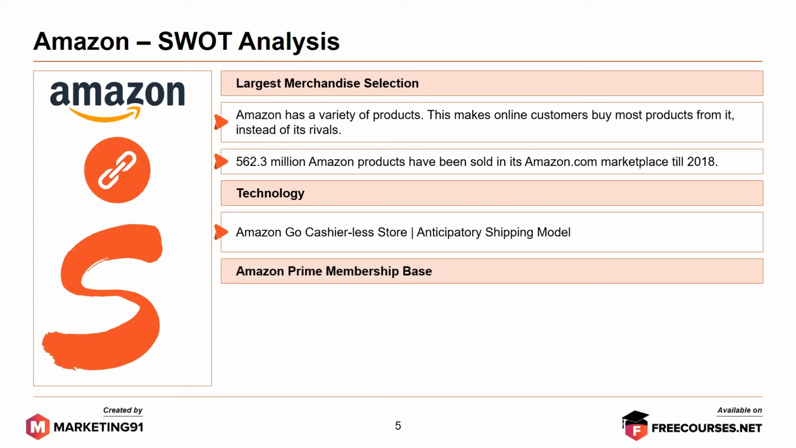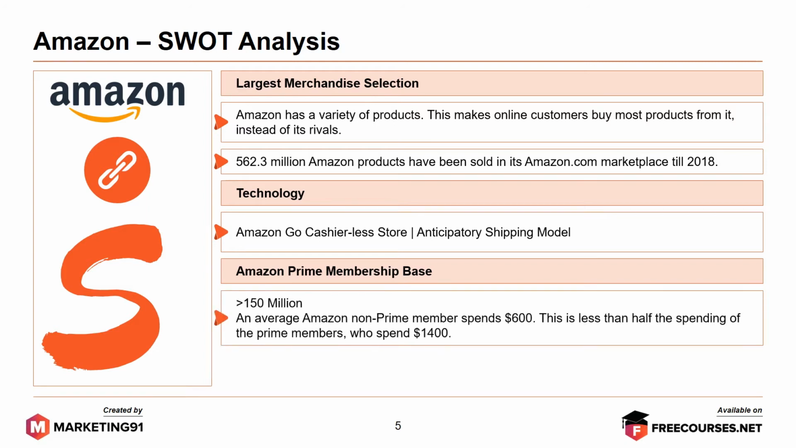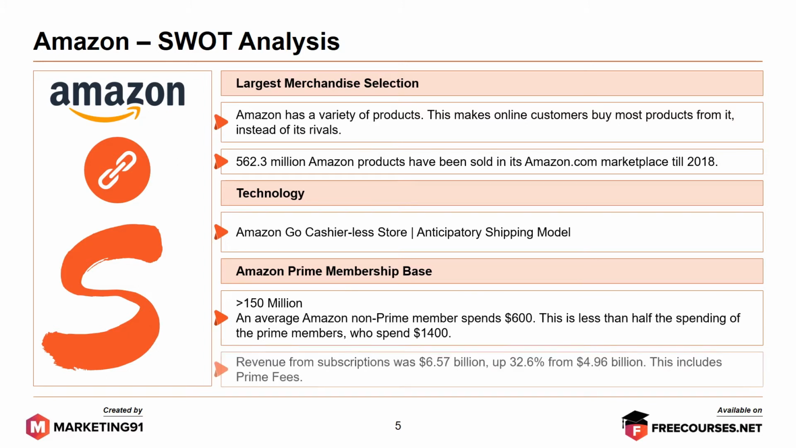The other strength is the Amazon Prime membership base, which is more than 150 million. An average Amazon non-Prime member spends about $600 annually. This is less than half the spending of the Prime members, who spend about $1,400 annually. Moving further, the revenue from subscription was about $6.57 billion, up from $4.96 billion. This also includes Prime fees.